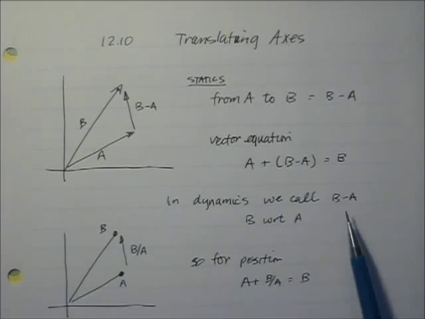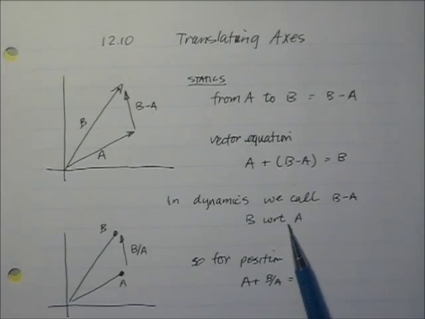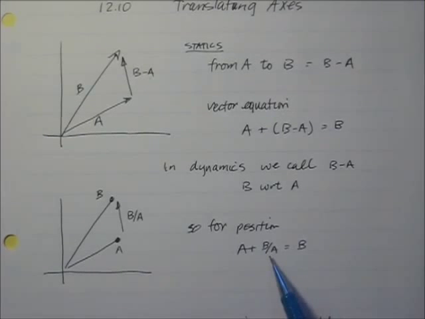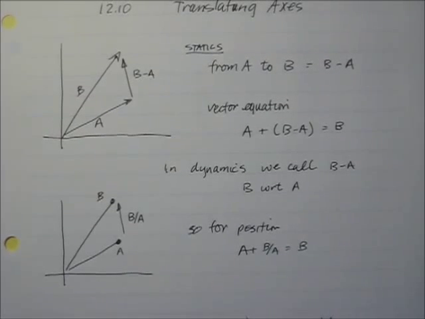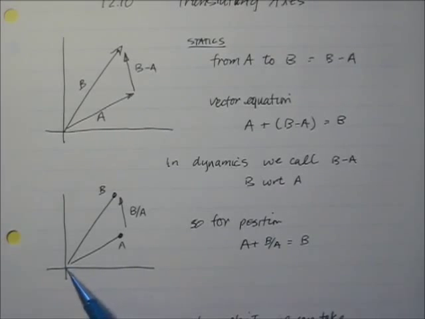Well, in dynamics, we call B minus A B with respect to A, and we put it into a little fraction like that. B over A or B slash A is B with respect to A. So for position, again, we would suggest we go from A plus B with respect to A equals B.